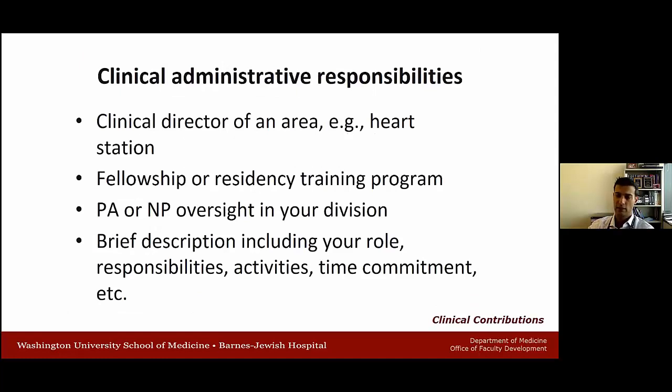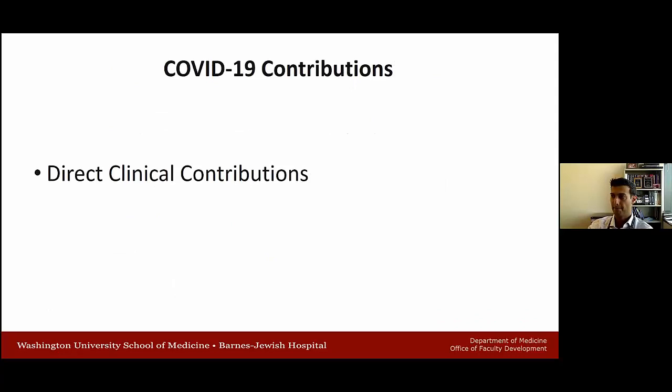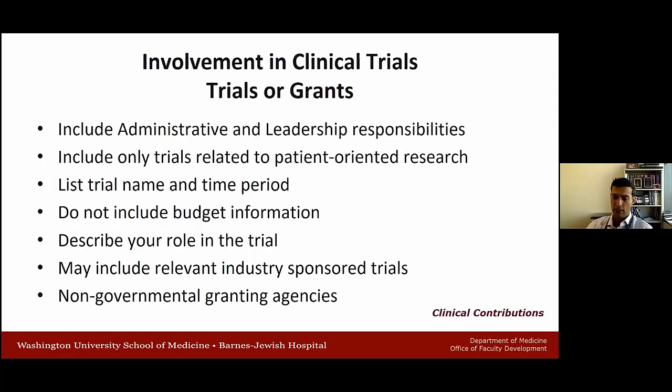Administrative duties, oversight of mid-level providers. Again, all things that truly require your time and your expertise that you should be giving yourself credit for. Any direct clinical contributions, again, in relation to COVID.